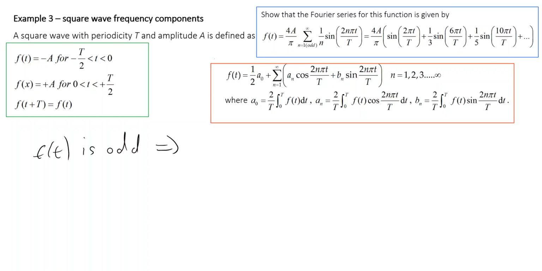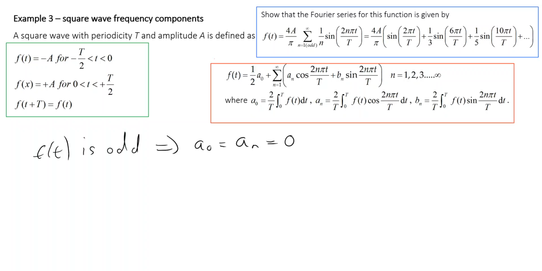Now, we know from the lecture notes that if we have an odd function, there can be no constant term in the Fourier series and there can be no cosine terms. So this implies that a0 is equal to an is equal to 0. So we don't need to worry about finding the values of a, they're all equal to 0. All we need to do is find the values of the sine coefficients, the b terms.